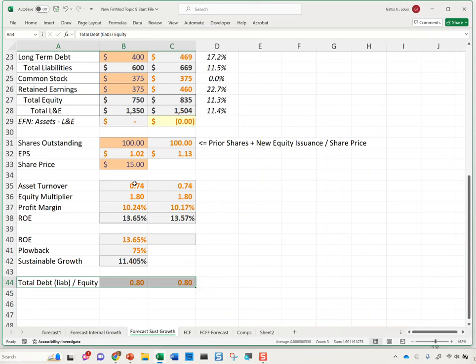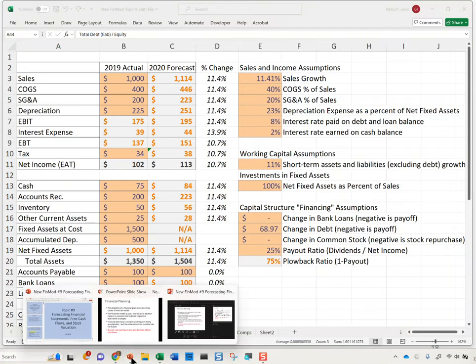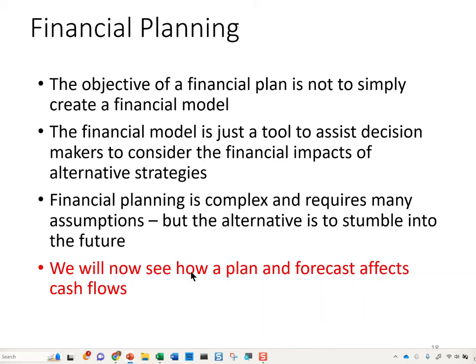So this is a level of growth in which you don't issue new equity, but you can issue new debt as long as you don't increase the debt to equity ratio or the equity multiplier ratio. So that's an interesting level of growth. How much can I grow without changing the financial risk of the company? So I told you that was going to be a short one.